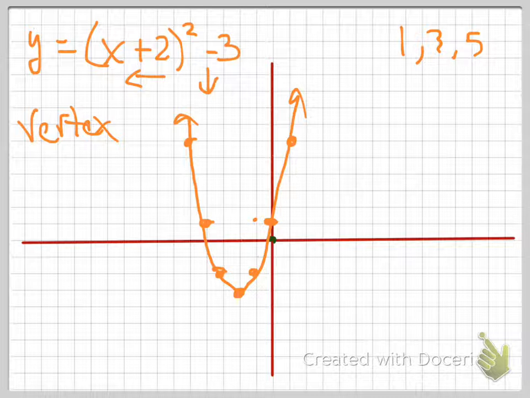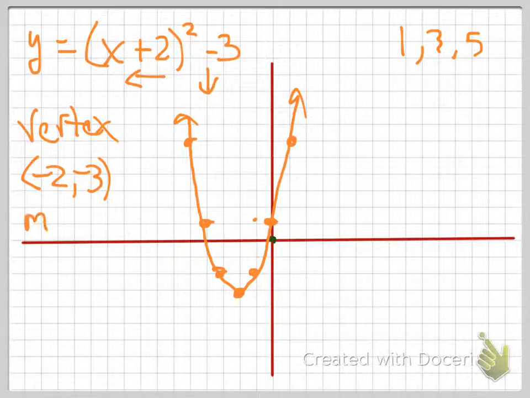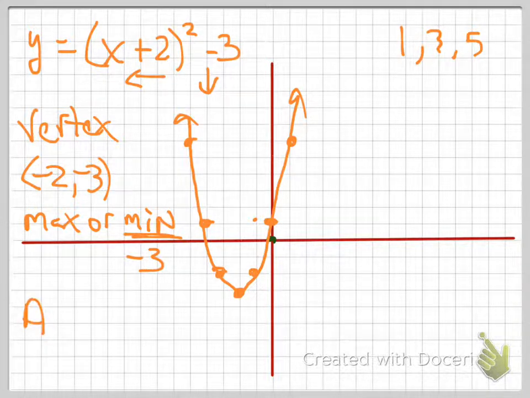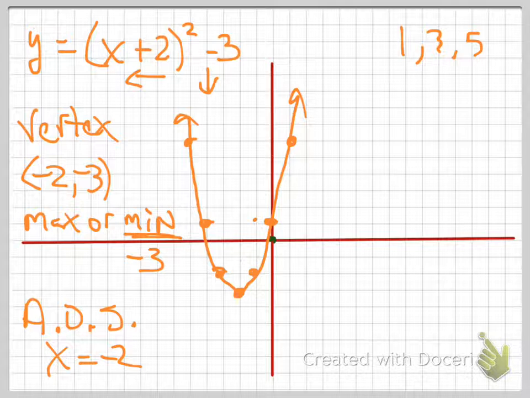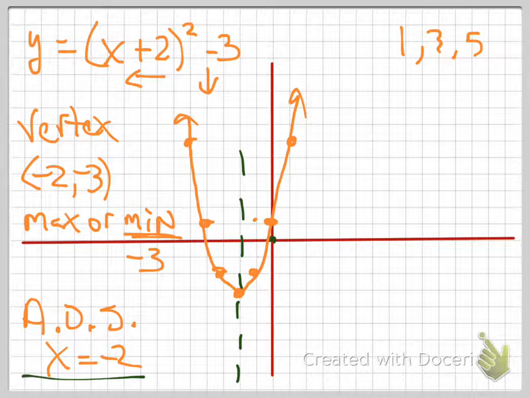The vertex is negative 2, negative 3, and you might see a resemblance of that to the numbers that are right there in the function. It has a min value at negative 3 and an axis of symmetry at x equals negative 2. So that means right here there is a line that will cut this into equal halves. That's what this means. So you can kind of see how this works and kind of go from there.